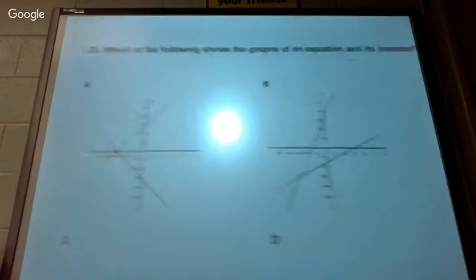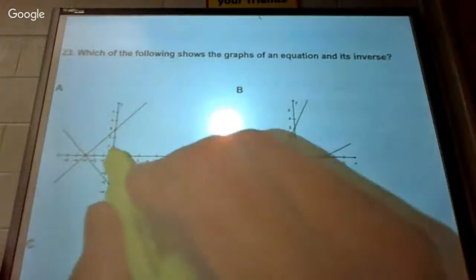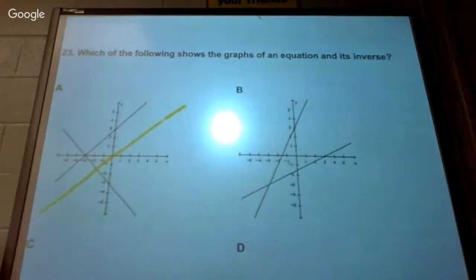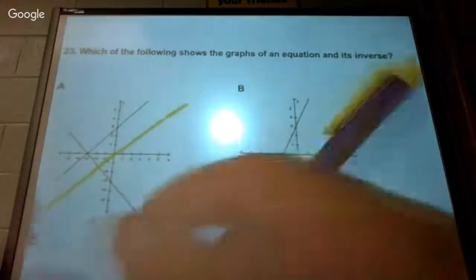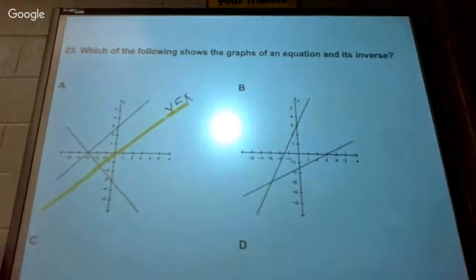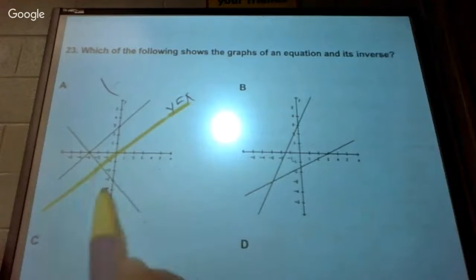All right. Which of the following graphs shows an equation and its inverse? Now, let me show you how you know an inverse. Remember, we folded that paper that one day, and we drew a 45-degree line. That's the y equals x line. And if you fold that paper on the y equals x line, those two graphs should match up on top of each other. So A definitely does not do that. You cannot fold this over here, and it's going to lay on top of this line.